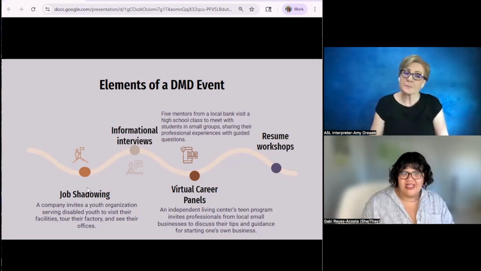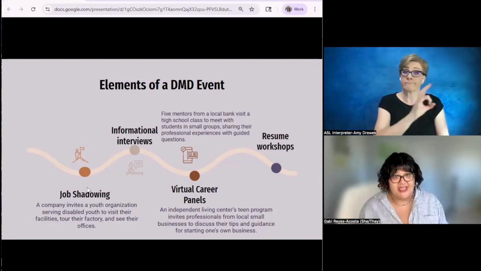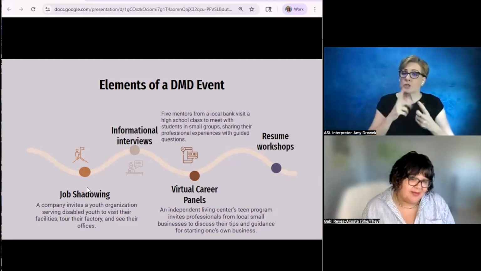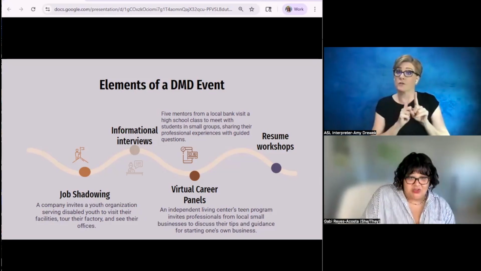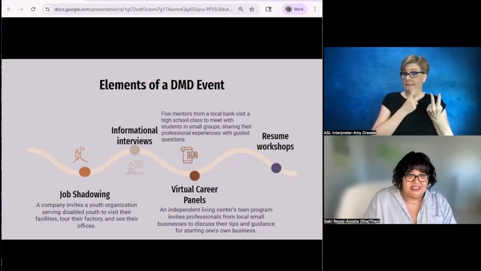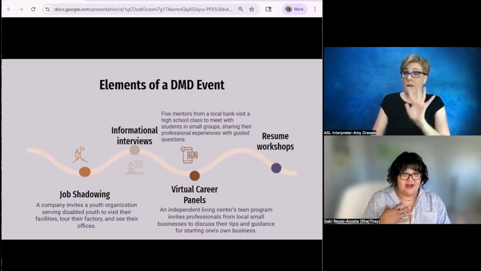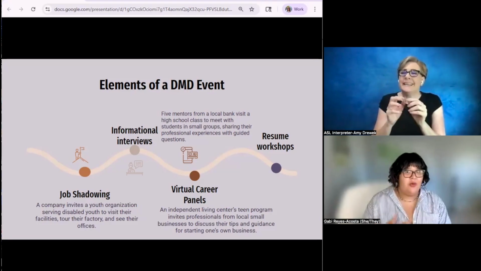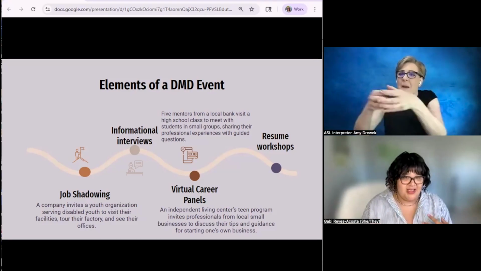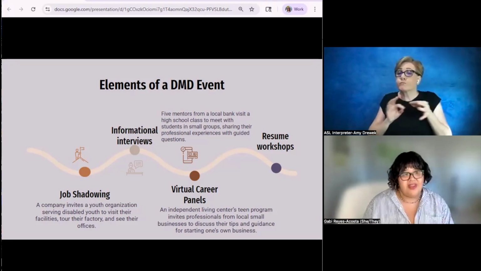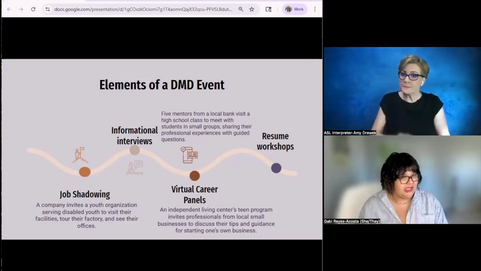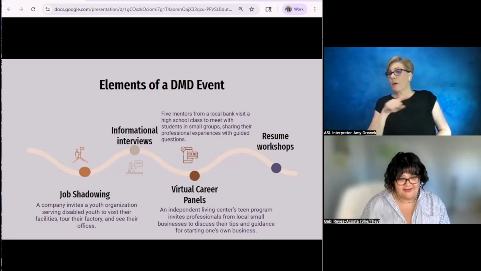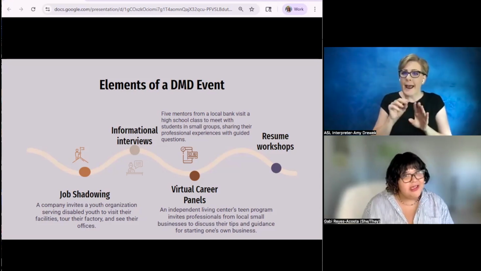We also can see informational interviews at a DMD event. An example of that might be 5 mentors from a local bank visit a high school class and meet with students in small groups, sharing their professional experiences with guided questions and asking questions of the young people so that they can learn what an interview can look like in a setting that feels safe and comfortable and low stress.